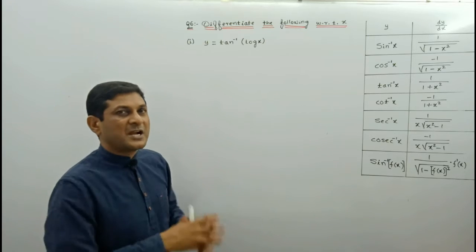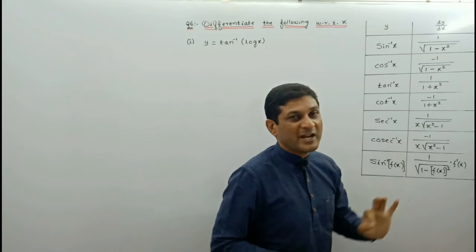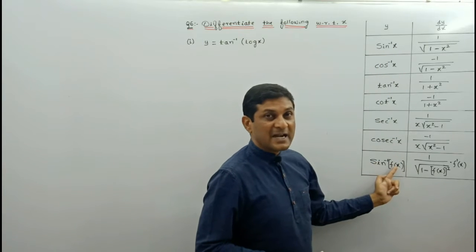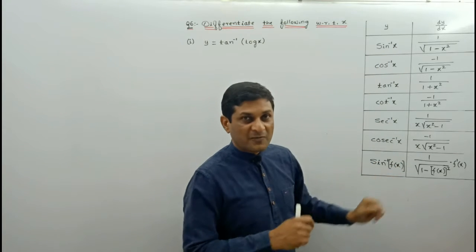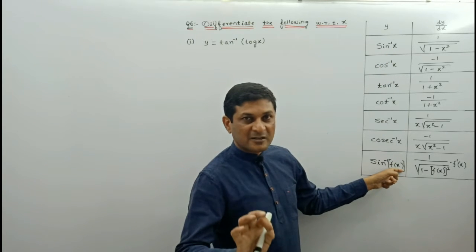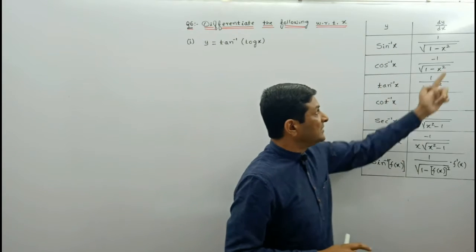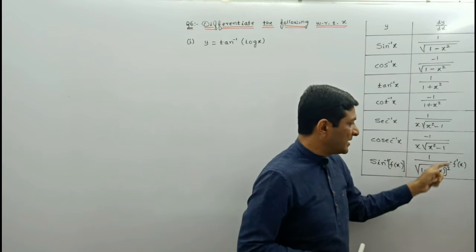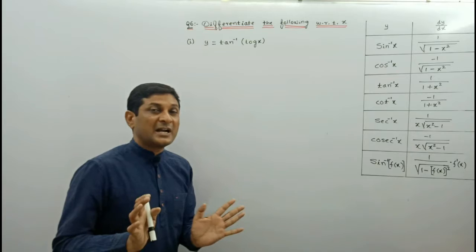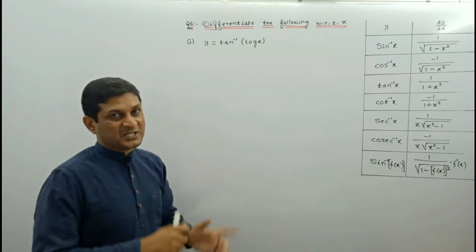Just try to understand here, what is the derivative of sine inverse of x? 1 upon under root 1 minus x square. Instead of x, if a function appears, at that time we can say that it is a function of function. If x is replaced by another term, let us consider that term as f of x. If x is replaced by f of x, on this side also replace x by f of x, and multiply by the derivative of f of x. This method we are applying in every inverse trigonometric function.